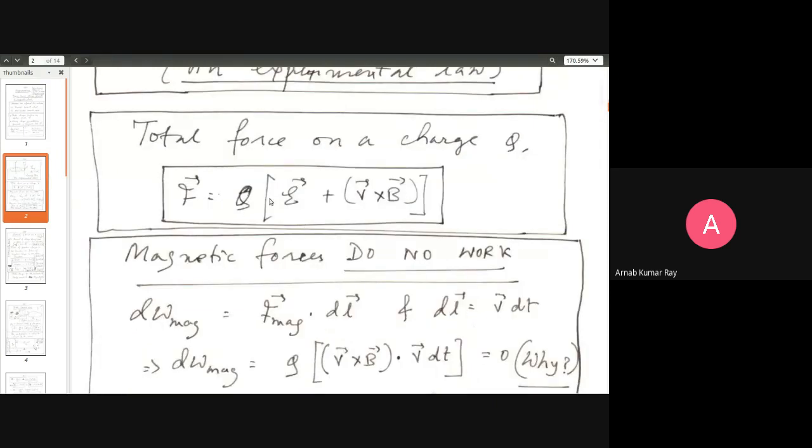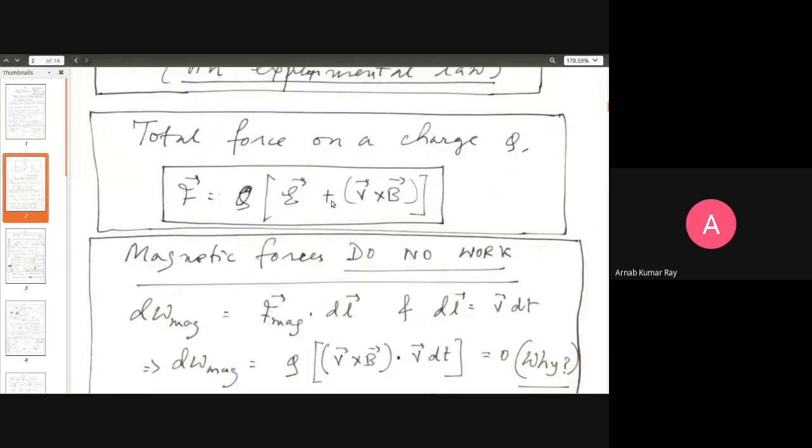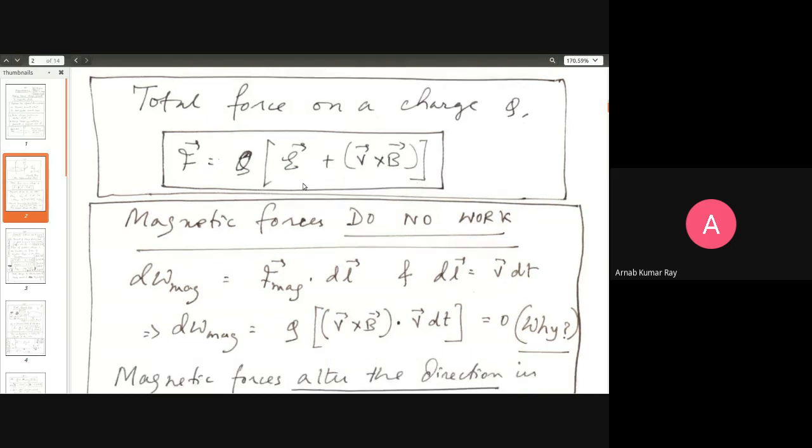F will be equal to capital Q into E, which is the electrostatic part of the total force that it experiences. And then Q into V cross B. This is the Lorentz force that the test charge experiences. So in many cases hereafter, we shall have to refer to this feature, that when a test charge is placed in both an electric and a magnetic field, or electromagnetic field, then it will experience a total force, which is given by this. This is the electric component and this is the magnetic component.